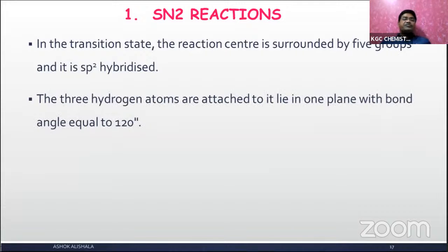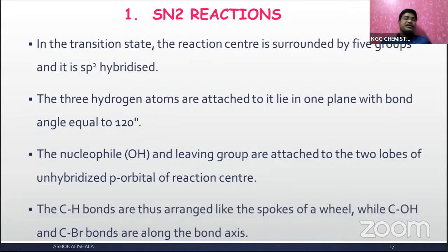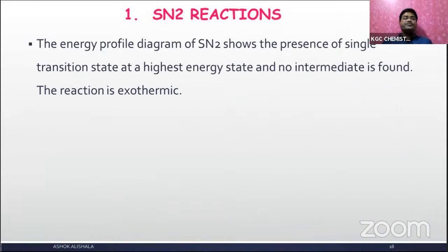That is sp2 hybridization. Now the nucleophile OH and the leaving group are attached to the two lobes of the unhybridized p orbitals of the reaction center. The carbon-hydrogen bonds are thus arranged like the spokes of a wheel, while the C-OH and C-halogen bonds lie along the p orbital axis.